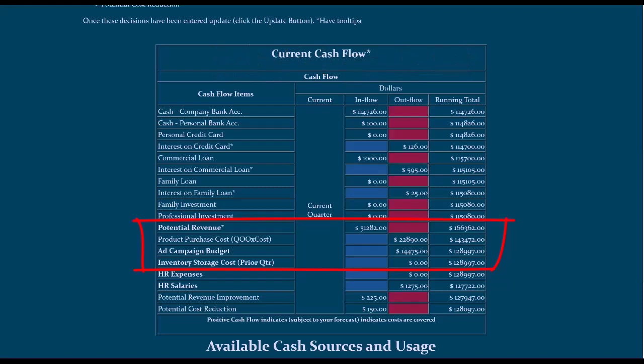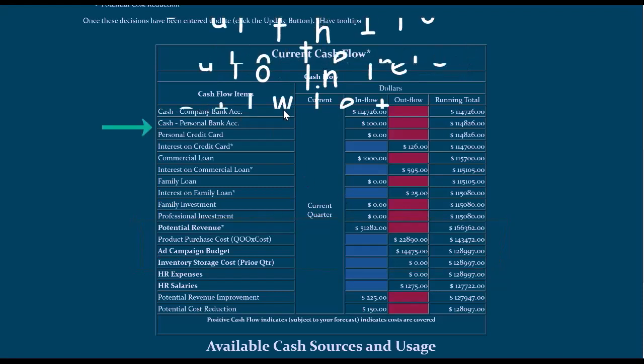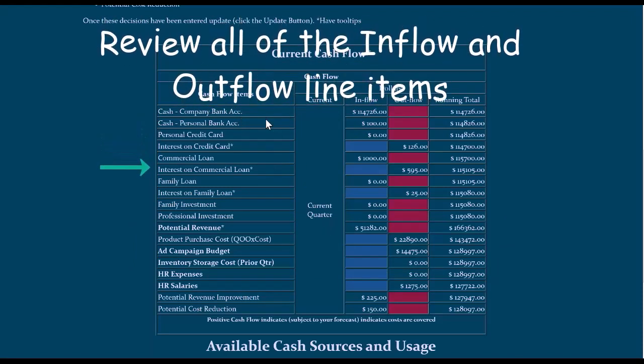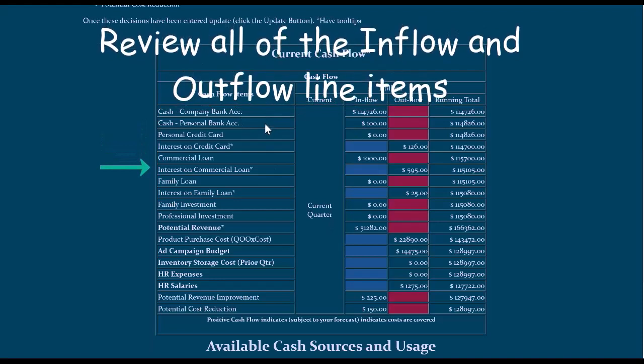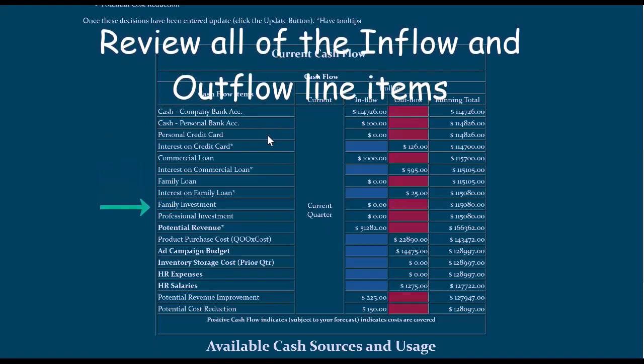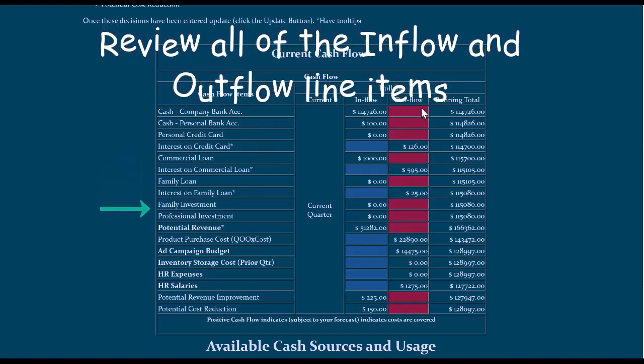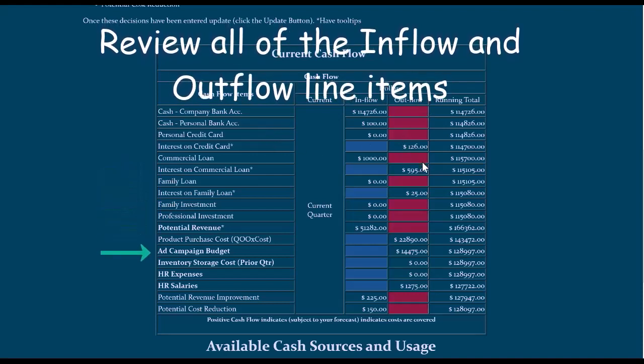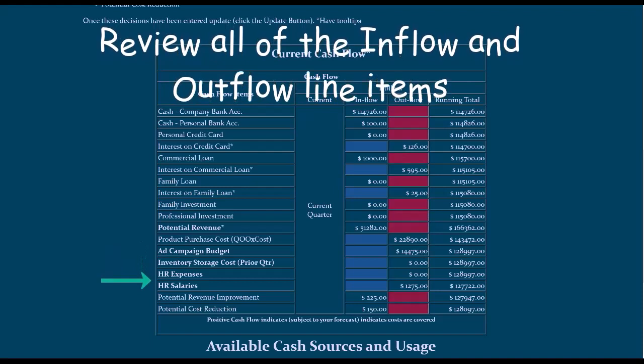So with that in mind, you look at the various inflows, your current cash in bank. You could borrow from your personal bank account. You can borrow from your personal credit card. The outflows represent interest expenses that you have, and so on.